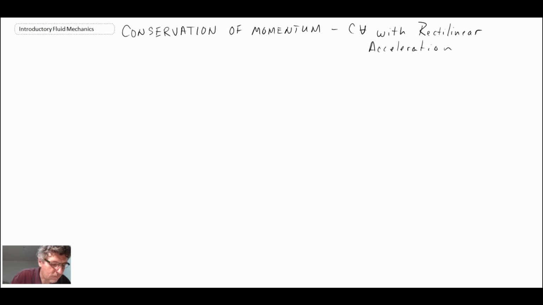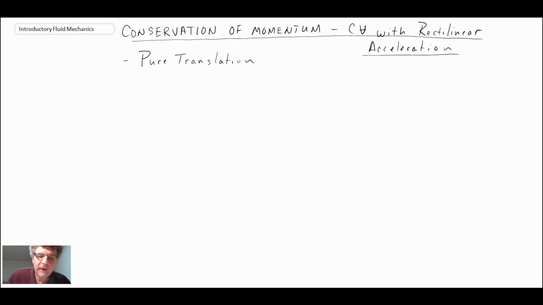We're now going to take a look at the application where we have control volumes that are undergoing linear acceleration, rectilinear acceleration. So that's basically acceleration that is only due to translation. Okay, so we're looking at conservation of momentum for control volumes undergoing translational acceleration. So that would be in one direction that we're looking at.